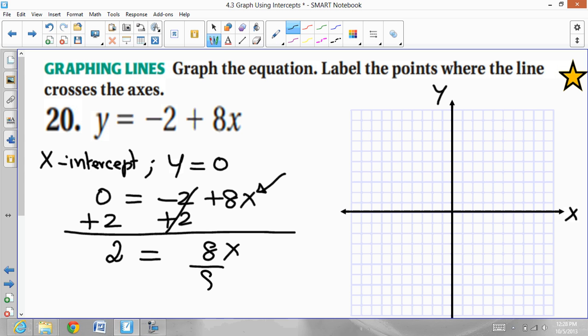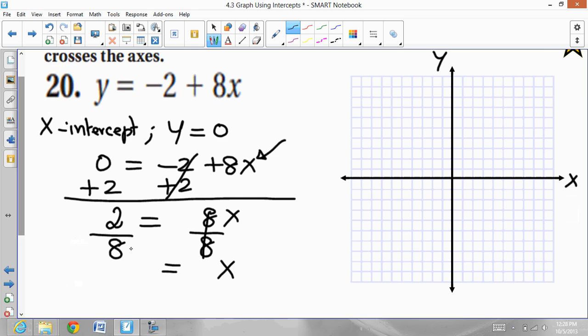Now divide by 8, divide by 8. 8 divided by 8 gives you a 1. 1 times x is just an x, and 2 divided by 8 is going to give you 0.25. So the x-intercept, in this case, is going to be 0.25.